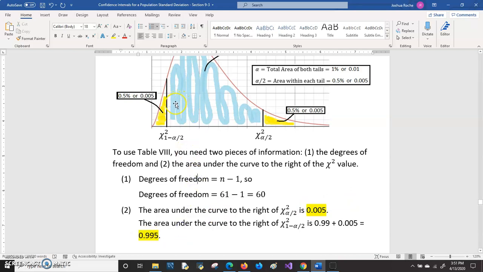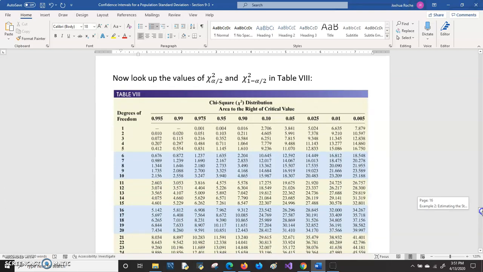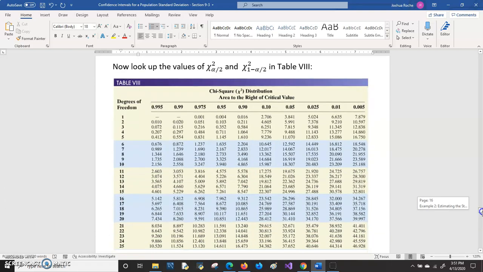And one way to see that is this whole portion here is 0.99. This portion right here is 0.005. So the total area that's on this side to the right of this chi-squared value is 0.99 plus another 0.005, and that comes out to 0.995. Now we can start to look up these chi-squared values in Table 8.